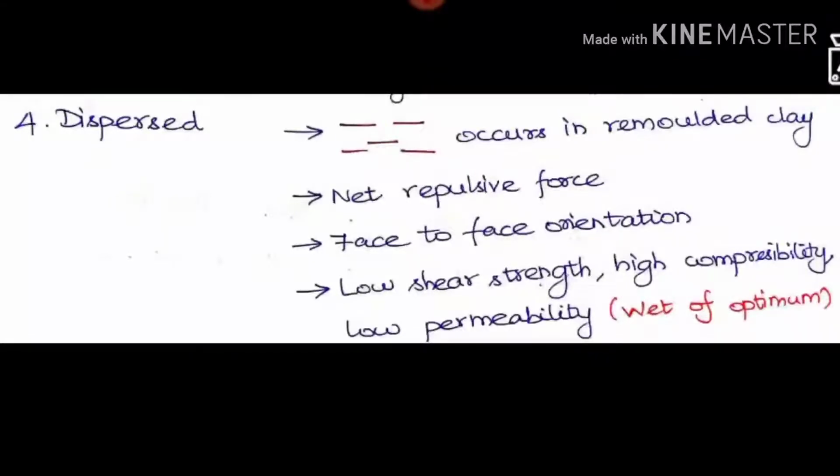and here a net repulsive force will be present. It normally occurs in the remolded clay. So here the shear strength will be low and permeability will be low, but the compressibility will be high. So this happens when the moisture content is more than its optimum moisture content. So this is the wet of optimum condition.